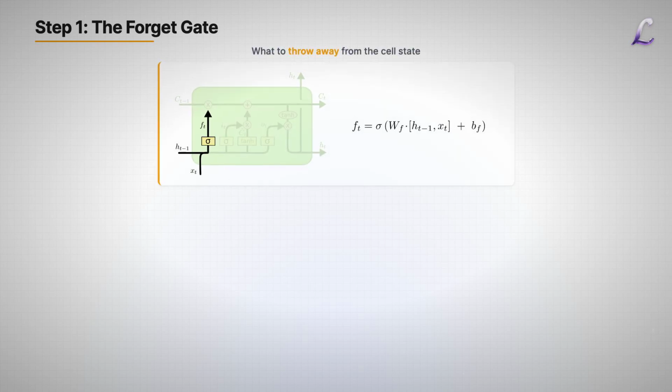The forget gate is the first computation at each time step. It takes the previous hidden state h_{t-1} and the current input x_t, concatenates them, and passes them through a learned affine transform followed by a sigmoid. The output f_t is a vector of values between 0 and 1, with the same dimensionality as the cell state. Each component of f_t independently controls whether to keep or erase the corresponding dimension of the cell state. When f_t[i] equals 1, the ith component of the cell state is fully retained. When it equals 0, it's completely forgotten.